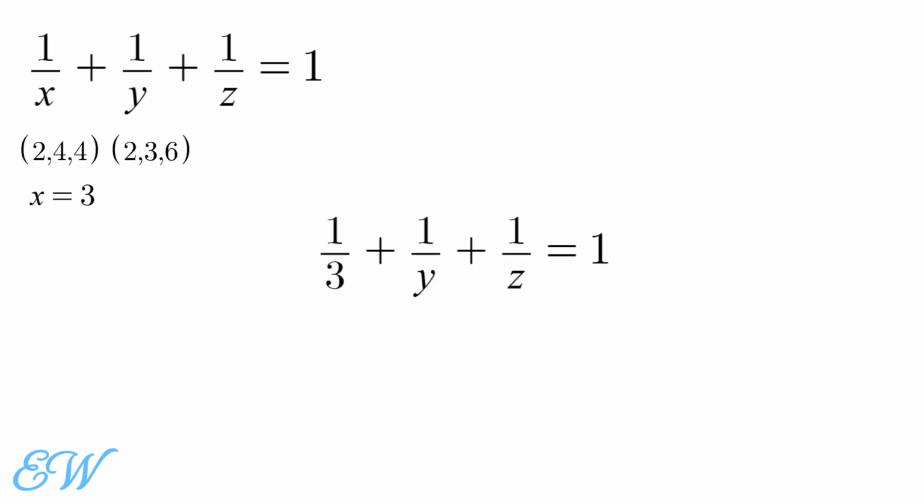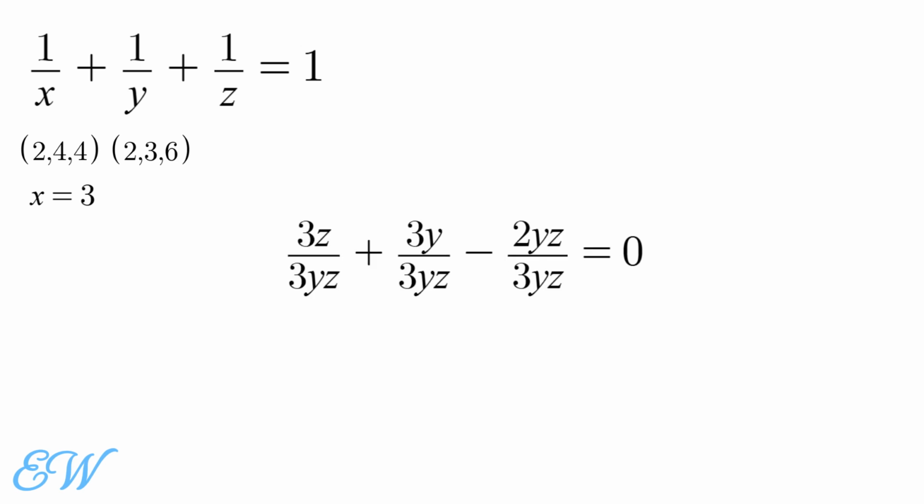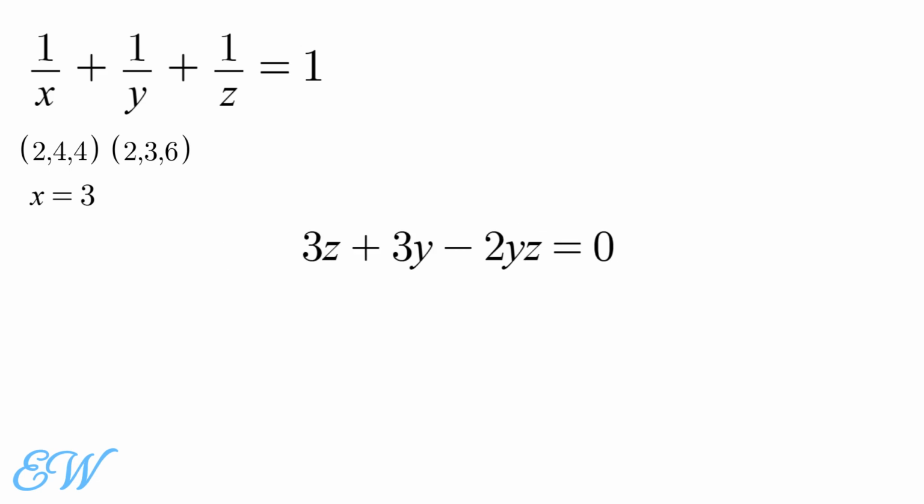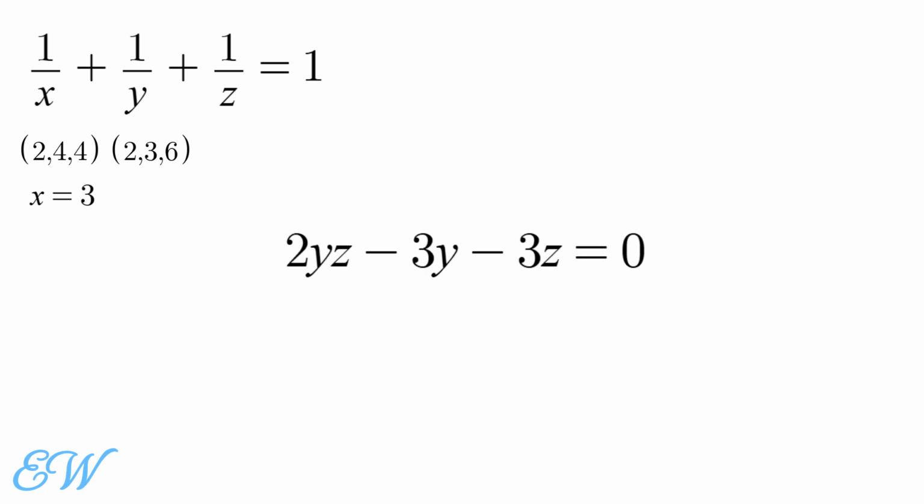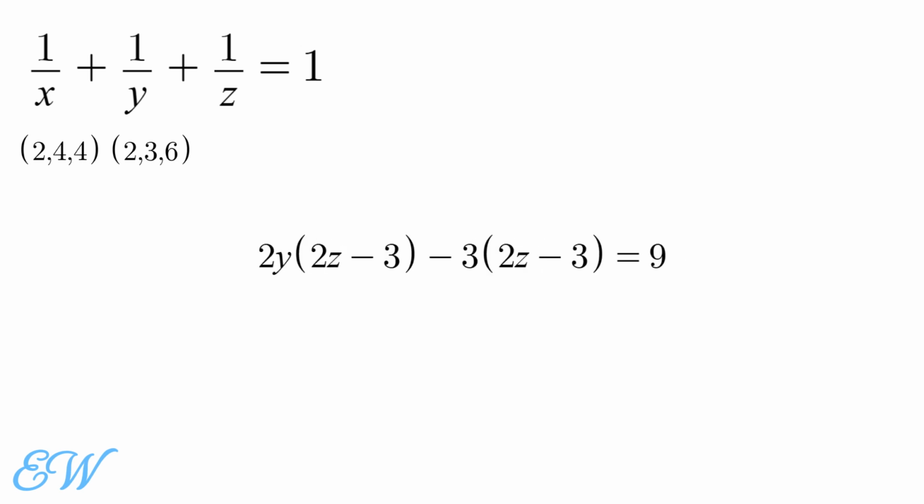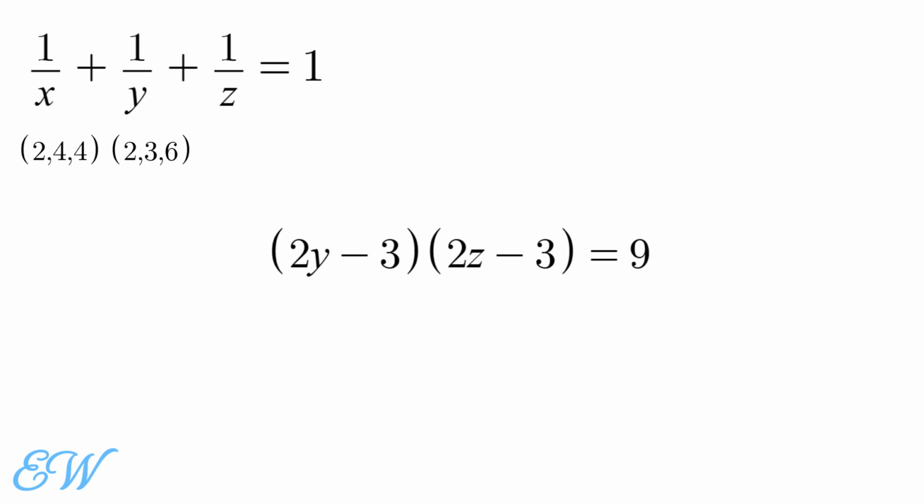So now we can plug in 3 for x. We can subtract 1/3 to the other side. Then we can subtract 2/3 back, and we get this equation. We can get common denominators, combine them, multiply both sides by 3yz, change the order, factor out -1. Now you can multiply both sides by 2 and then add 9. Now we can factor this equation as we did before, and we get this equation right here.